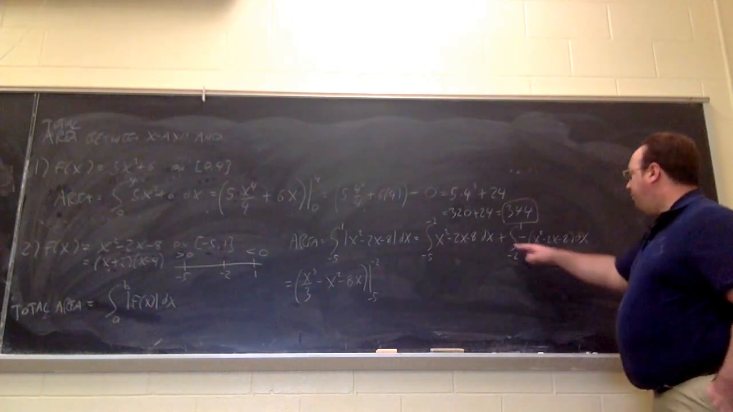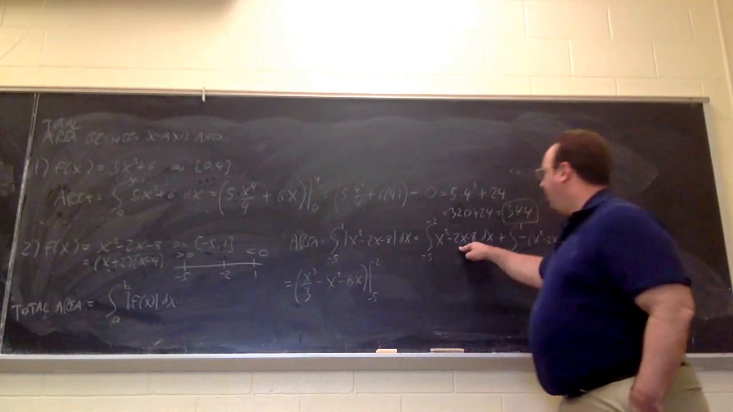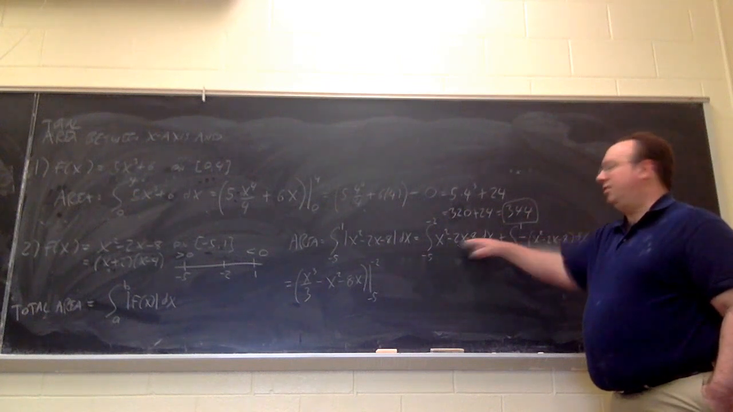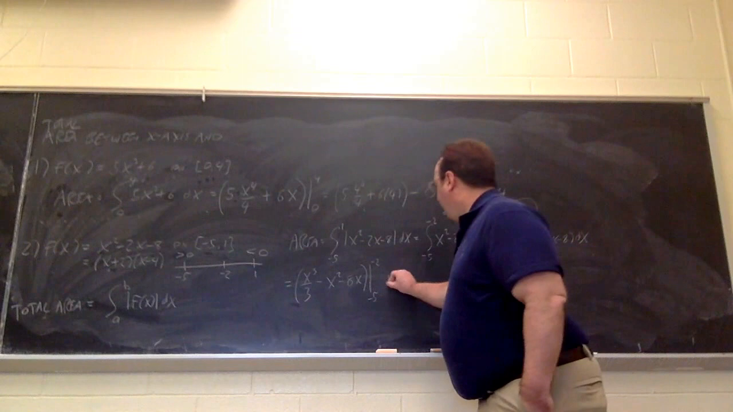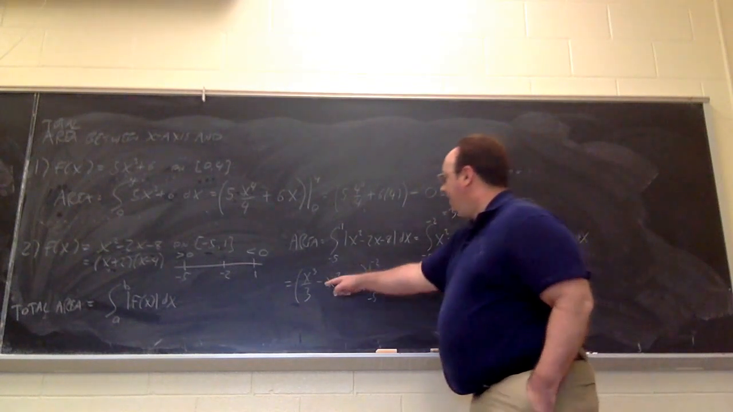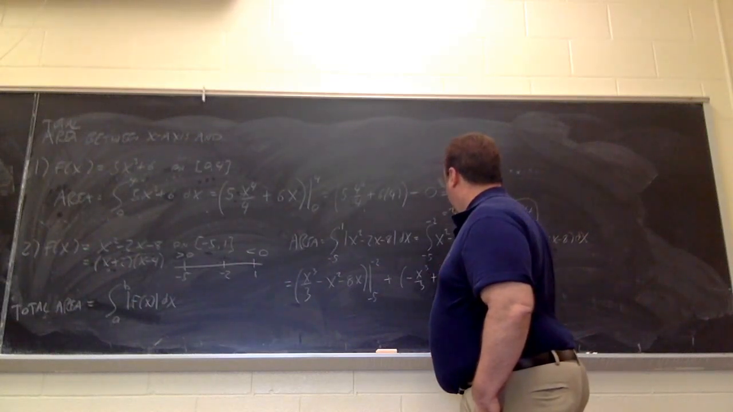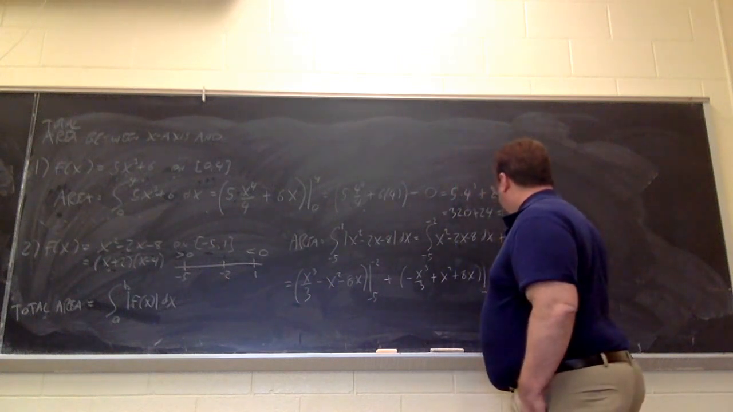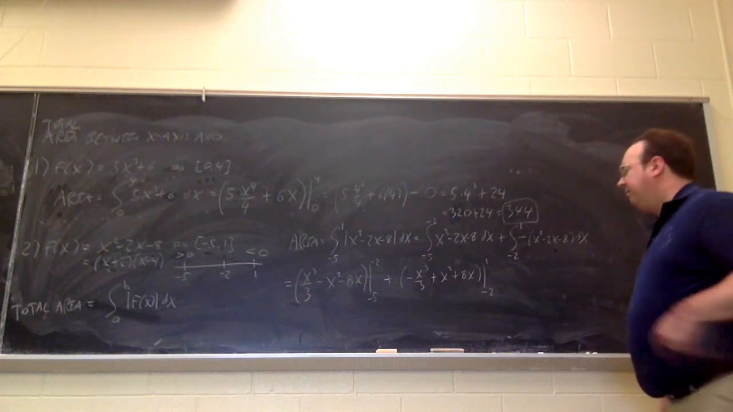Now, for this part, the indefinite integral of this function is just going to be the negative of the indefinite integral of this function. So I don't have to go for a power rule of this all over again. I'm going to have plus, and then I have the negative of this. So minus x cubed over 3 plus x squared plus 8x with limits minus 2 and 1.